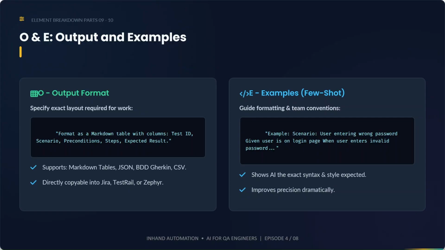So that's why it is always recommended to give the output format and also provide some examples if you want a particular format. An example is like: scenario, user entering the wrong password; given user is on login page, when user enters the invalid password, then what happens? Describe that so that you will have a better response.